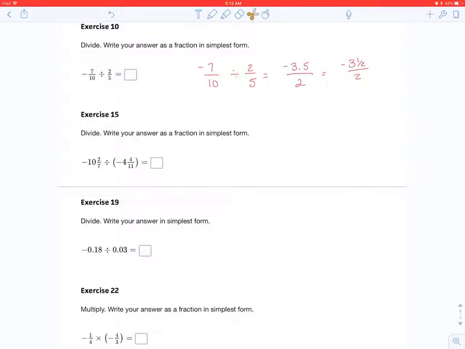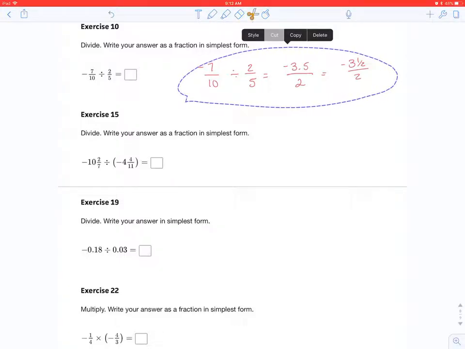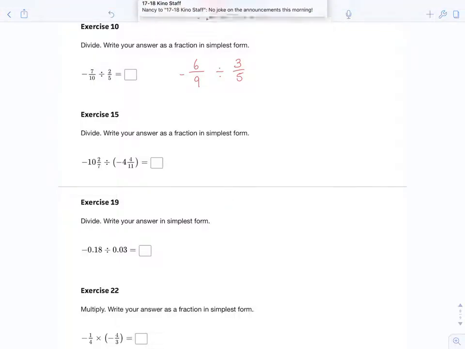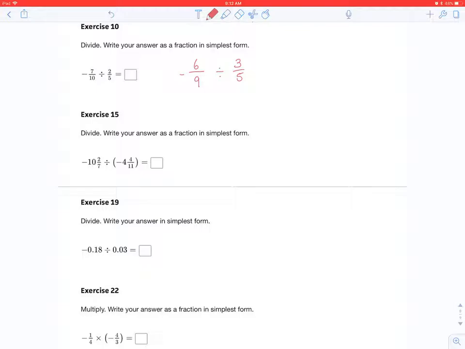So the easier way of dividing fractions is by doing the keep change flip. So I'll do an example here: -6 over 9 divided by 3 over 5. This example isn't going to give you the answer to exercise 10, but I want to do a keep change flip. This is going to give me -6 over 9, change the division to a multiplication, and then the 3 over 5 changes to its reciprocal of 5 over 3.